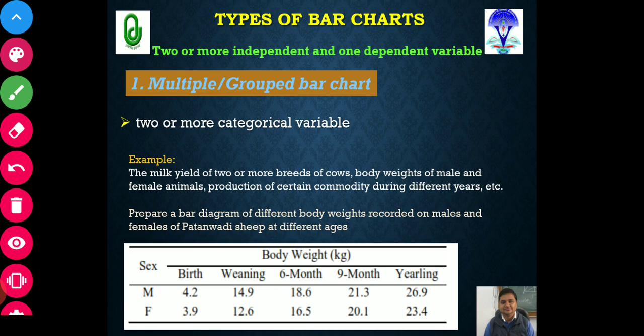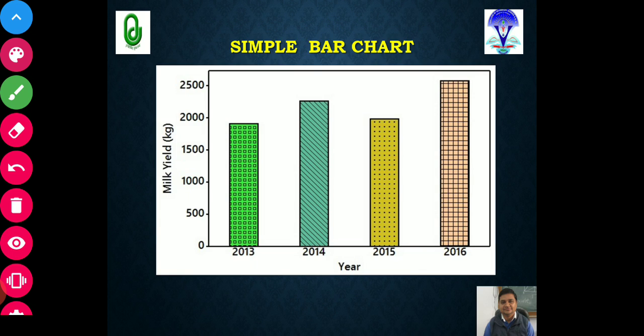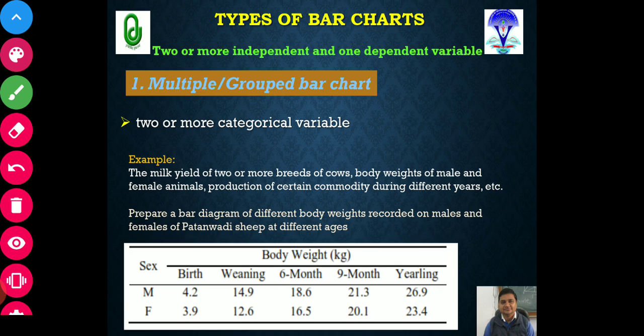Another type of bar chart is the multiple or grouped bar chart. It is necessary when you have two or more independent variables and one dependent variable. Remember, two or more independent variables and one dependent variable. An example will make it clearer. When you have two or more independent variables and one dependent variable, you can prepare different types of chart. First we will see the multiple or grouped bar chart.